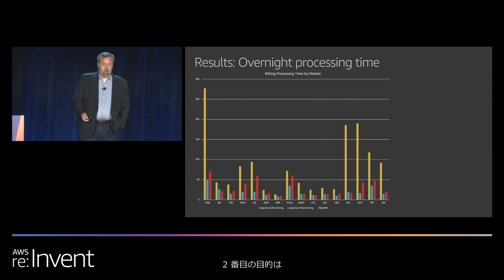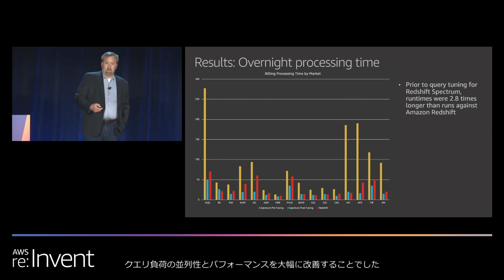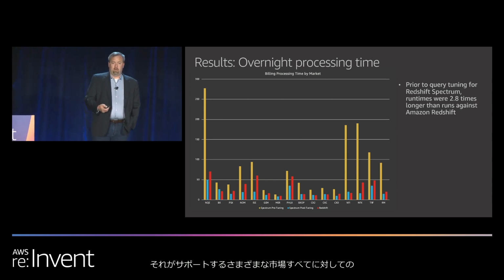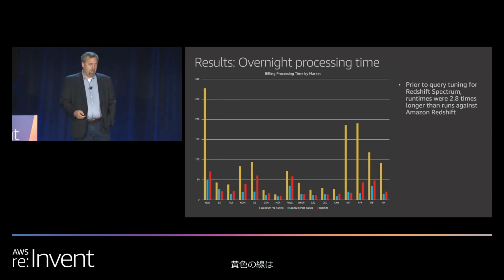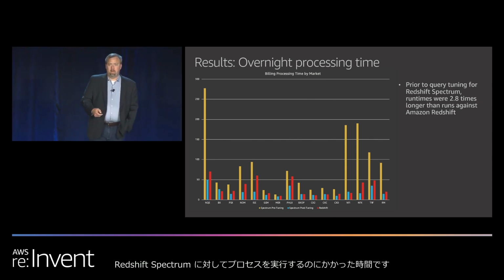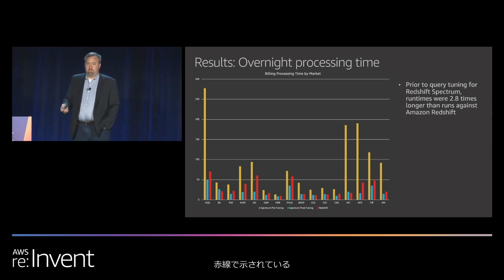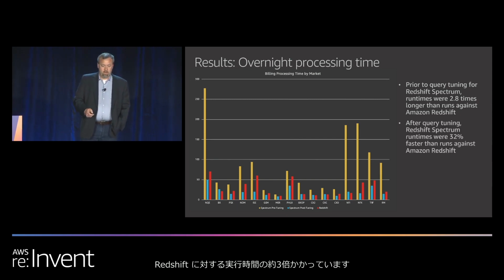The second objective was to massively improve the parallelism and performance of our query loads. This chart shows one of our billing processes and how long it takes to run against all of the different markets that it supports. The yellow lines are how long that process took to run against Redshift Spectrum before we implemented the Data Lab optimizations. Those runtimes were about 3 times as long as our runtimes against Redshift, which are represented by the red lines.